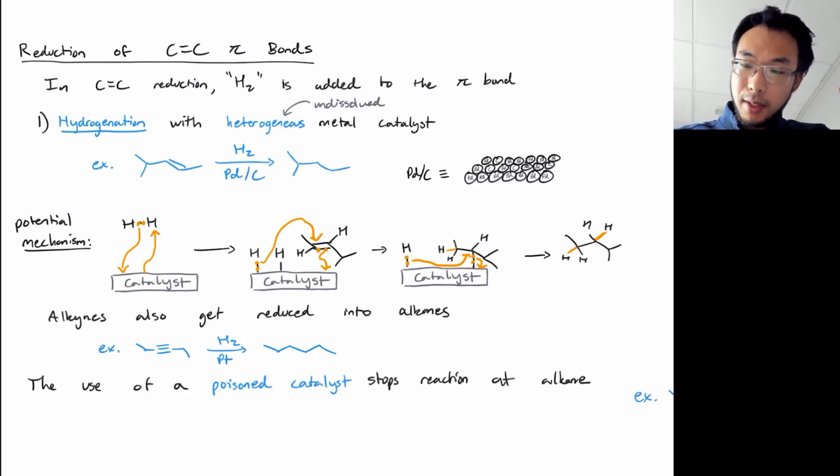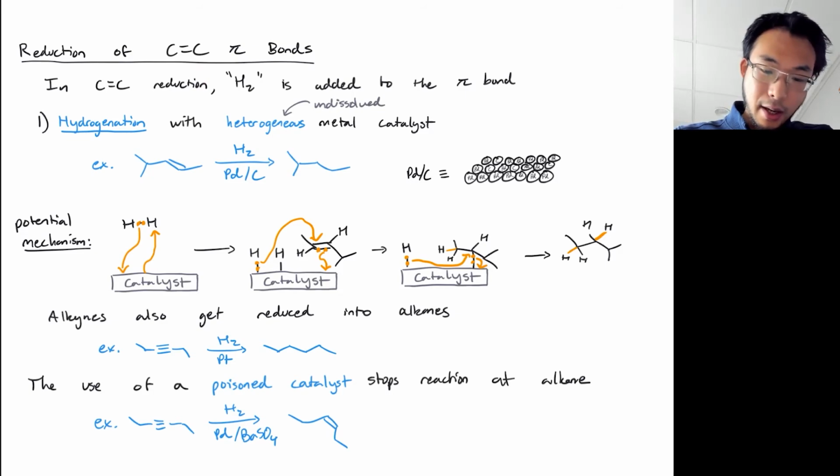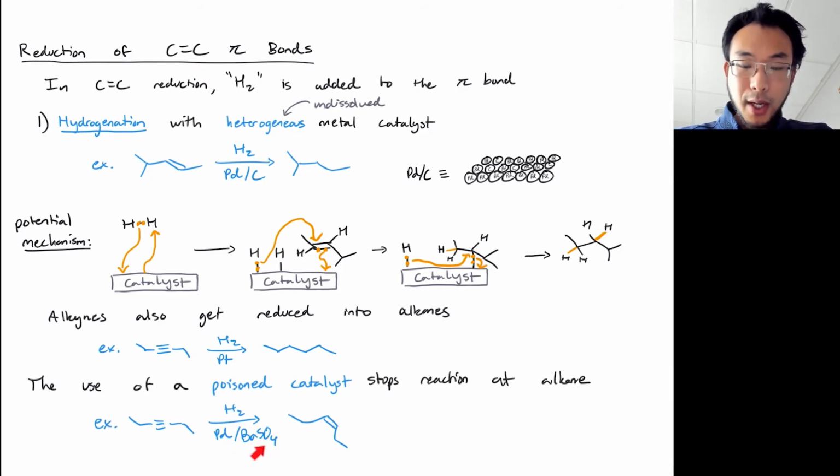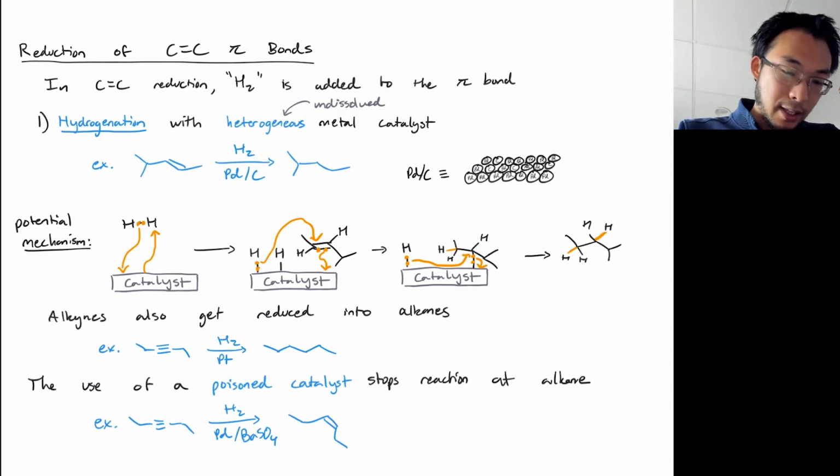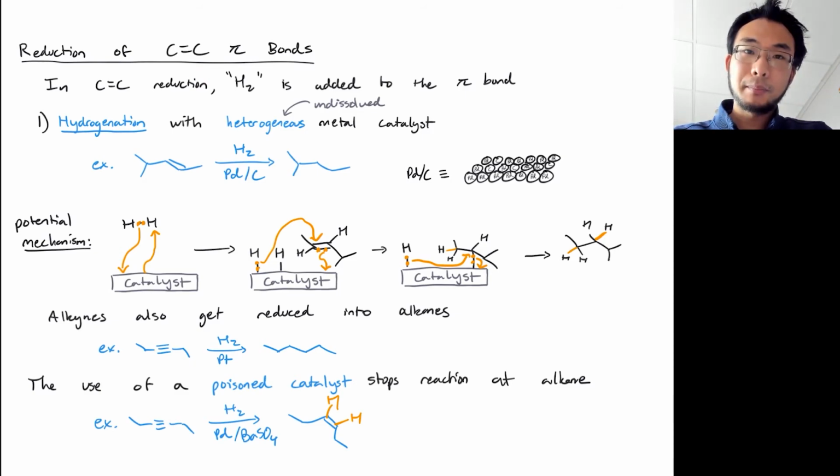So an example of this is here, where the barium sulfate is the additive that is poisoning the catalyst here. So this is a poisoned catalyst. And what you'll see is that then this alkyne will get reduced, but you only get the addition of 2 hydrogens, and that stops right there.